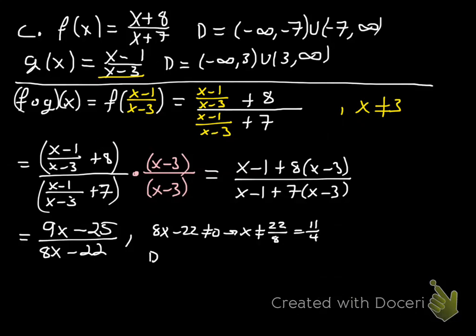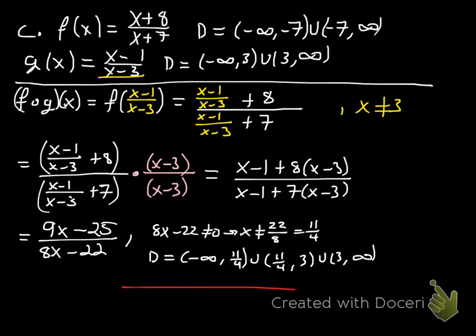Okay, 11/4 is 3.75, I believe. 3.7, no, not 3.75, excuse me. It's 2.75. So 2.75 means it's smaller than 3. So our domain is going to be negative infinity to 2.75, 2.75 to 3, 3 to infinity.